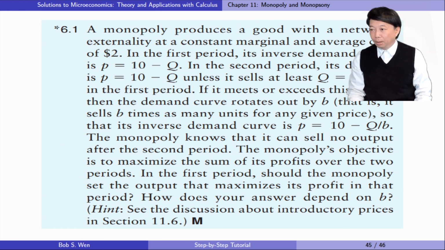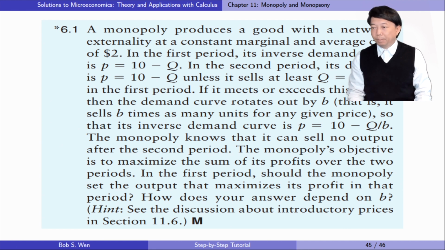The monopoly knows that it can sell no output after the second period. The monopoly's objective is to maximize the sum of its profits over the two periods. In the first period, should the monopoly set the output that maximizes its profit in that period? How does your answer depend on B?